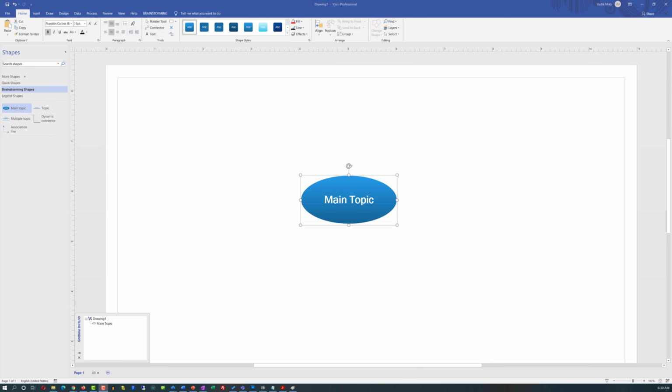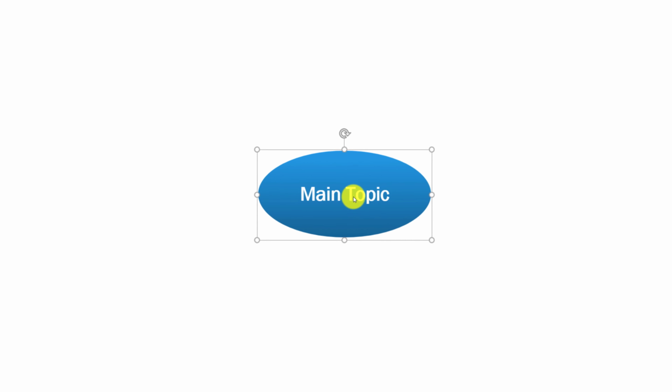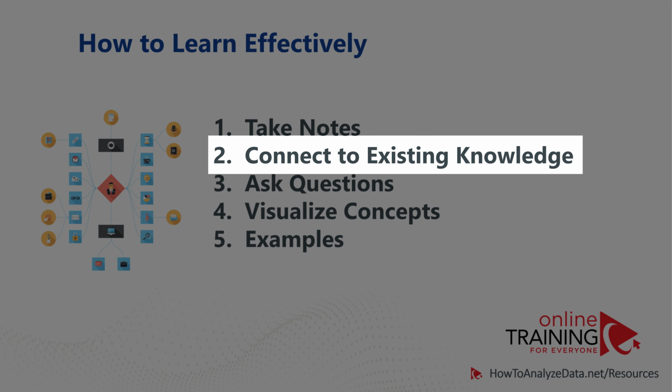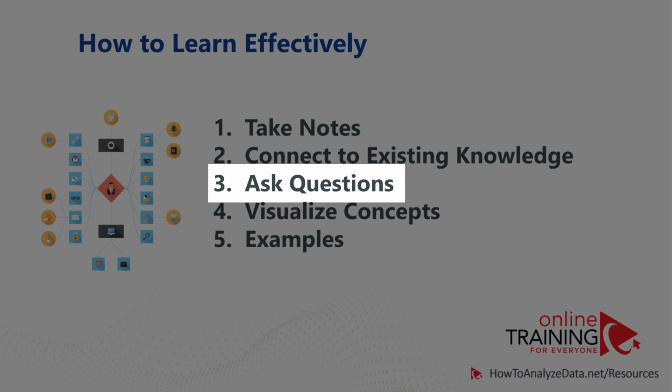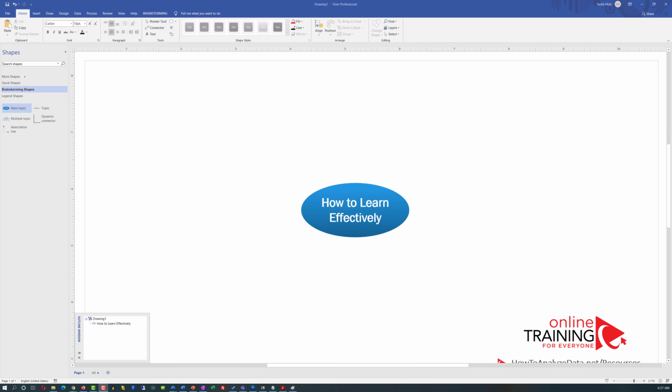Let's say that my main topic I'm trying to brainstorm is how to learn effectively. To capture it in the main topic bubble, I need to double-click on the bubble and type in the name. Let's assume that there are 5 main concepts we're trying to adopt for effective learning: taking notes, connecting new concepts to existing knowledge, asking questions if something is not clear, visualizing concepts, and reviewing the examples. Let's represent these 5 concepts on the diagram.